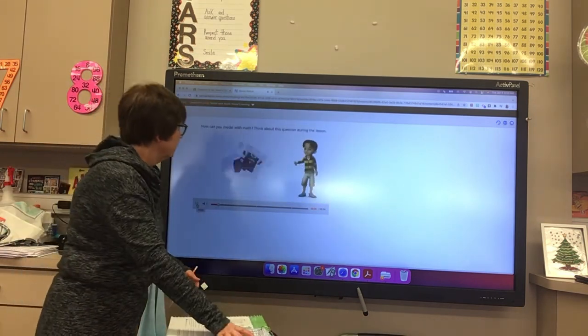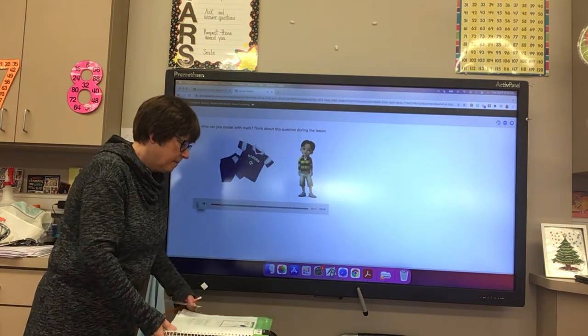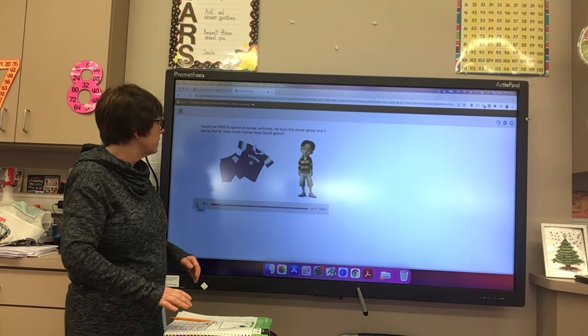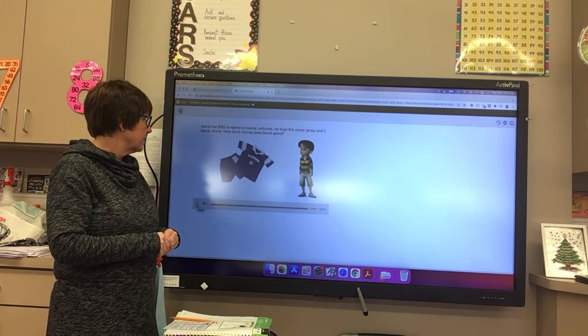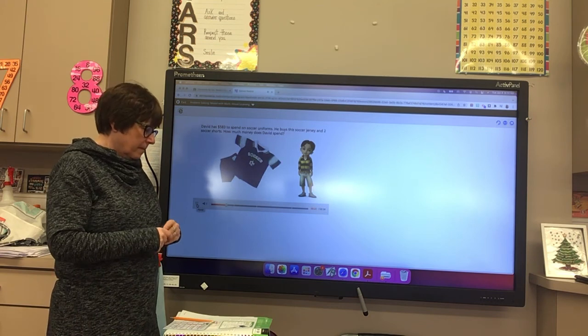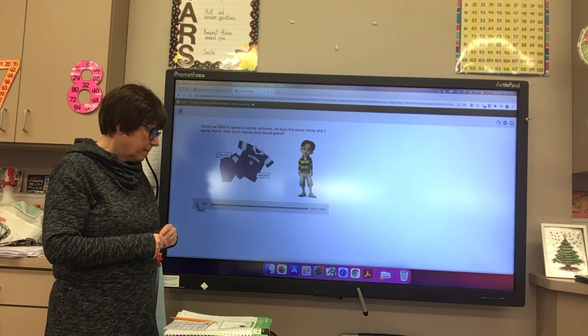How can you model with math? Think about this question during the lesson. David has $583 to spend on soccer uniforms. He buys this soccer jersey and 2 soccer shorts. How much money does David spend?